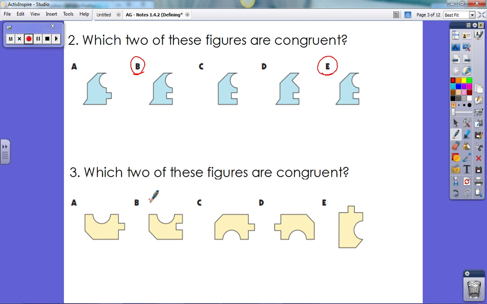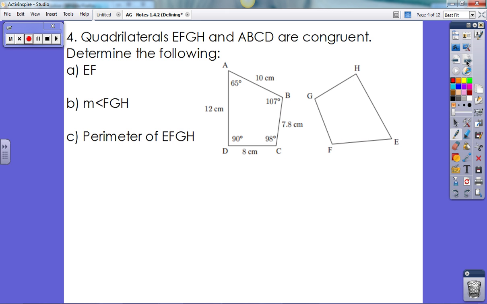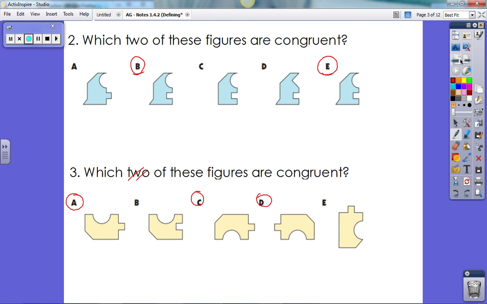And then the second one, the figures that are congruent, and actually it's not just two, I believe it's more than two. I believe it's A, C, and D that are all congruent. And if you look again, if I take this one and reflect it, it would lay on top of this one and show that they are congruent. Now when it's not on a coordinate plane, it's a little bit harder to tell, but we're going to be looking mostly on the coordinate plane.